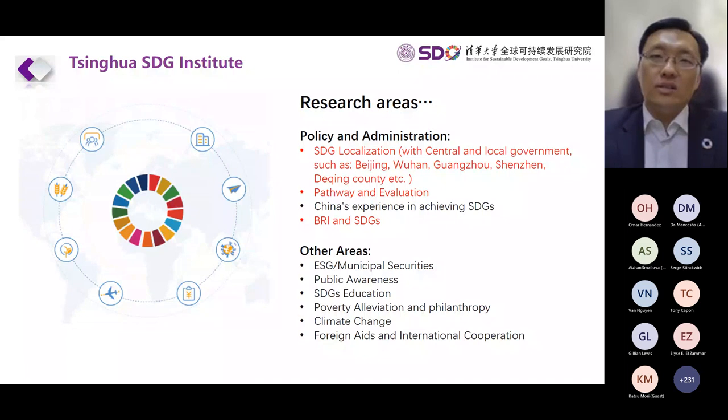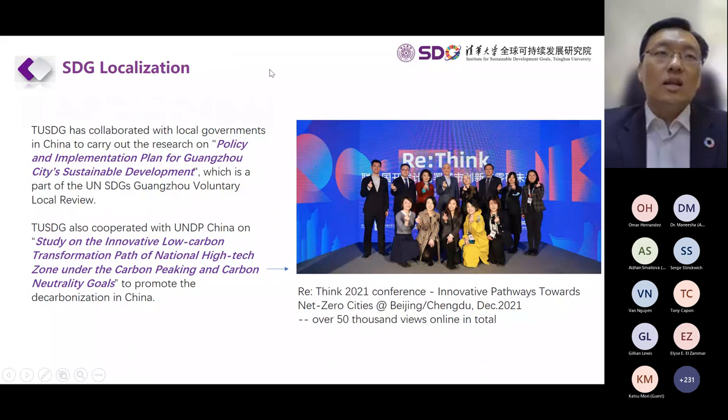For the research areas, we have ESG, public awareness, SDG education, poverty alleviation, philanthropy, climate change, foreign aid, and international organizations. They are all our research areas. So let me take some examples. For example, TUSDG has collaborated with local governments in China to carry out research on policy and implementation plans for Guangzhou City's sustainable development.